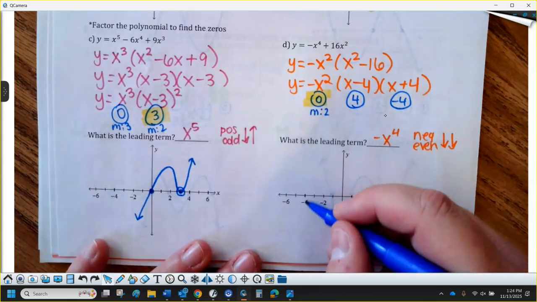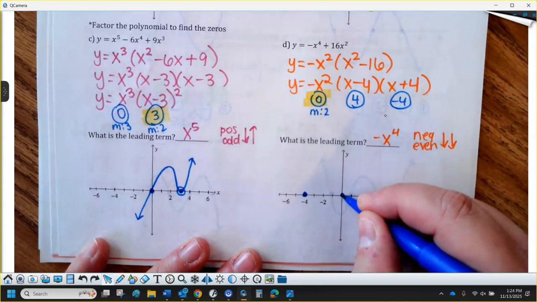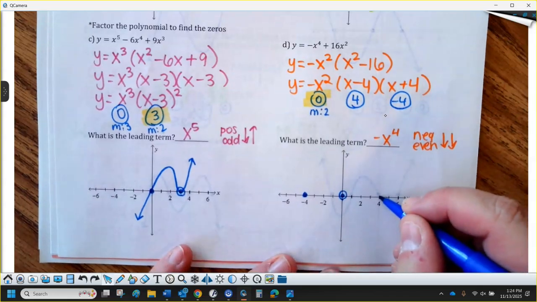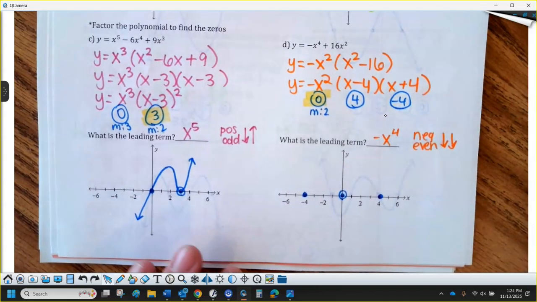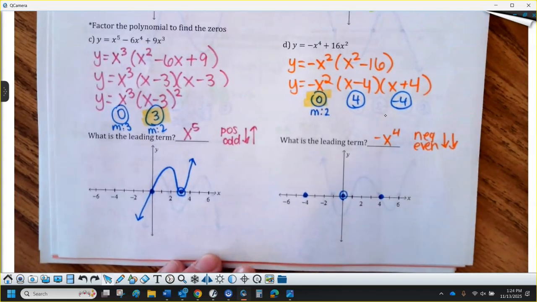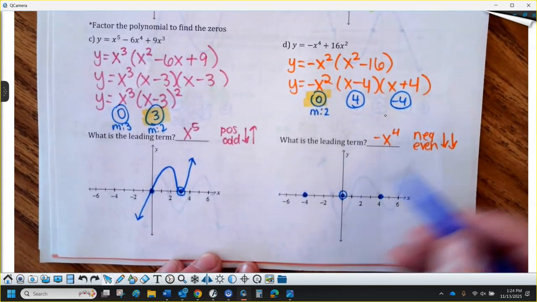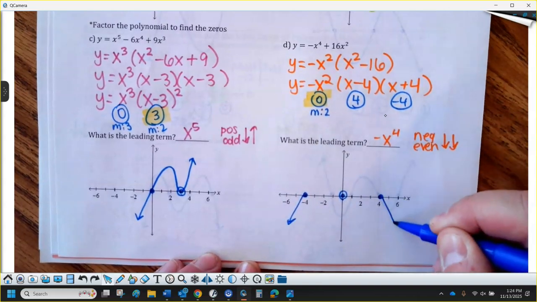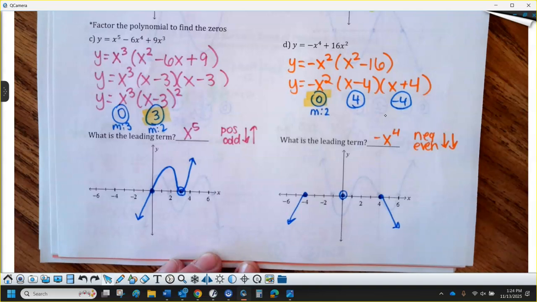So I'm going to put a dot at negative 4, a dot at 0. And you don't have to do this, but I just circle it so I tell myself, don't go through the x-axis when you get to that point. And then the 4 on the far right. Now, both ends of this, because it was negative and even, on the far left at the negative 4 and at the far right at the positive 4, it's supposed to go down.